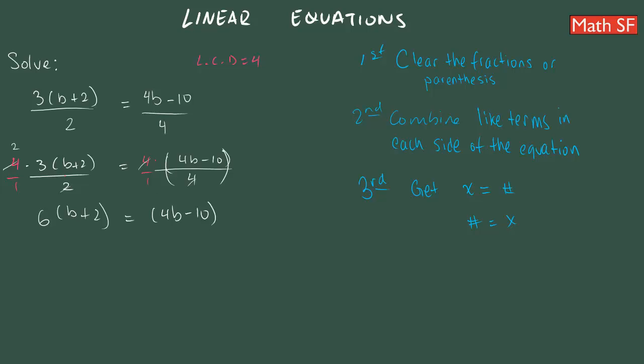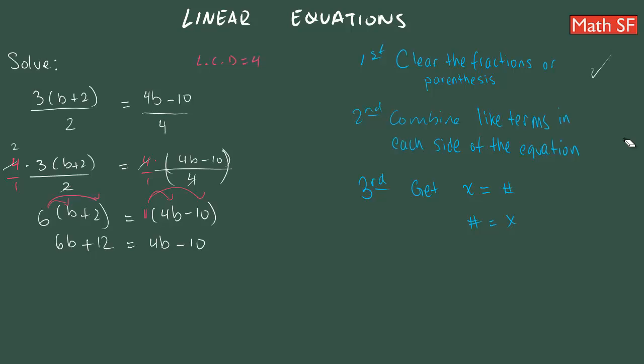Now let's distribute. Let's get rid of the parentheses. So 6 times b will give you 6b. 6 times 2 will give you a positive 12. If we clear these parentheses here, there's like a phantom 1 in here, which is going to give you the same outcome. So 1 times 4b is 4b. 1 times negative 10 is negative 10.